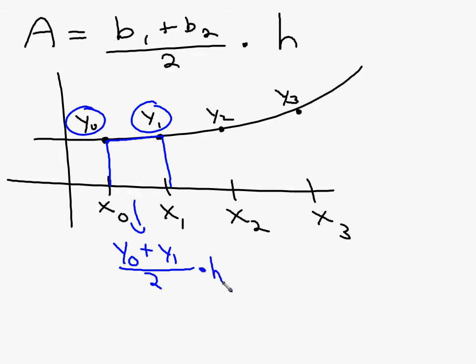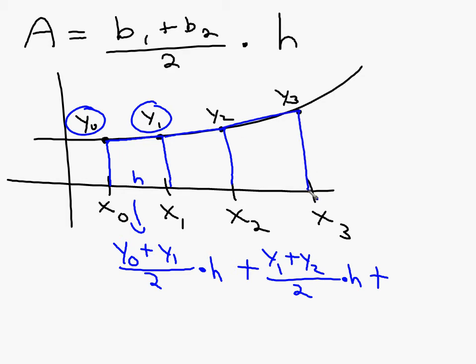And I'm just going to put h for now. We know that this distance in here is going to be h. But let's just put h for now. The second trapezoid is going to be y1 plus y2 divided by 2 times h. And the third trapezoid, this one right here, would be y2 plus y3 divided by 2 times h.